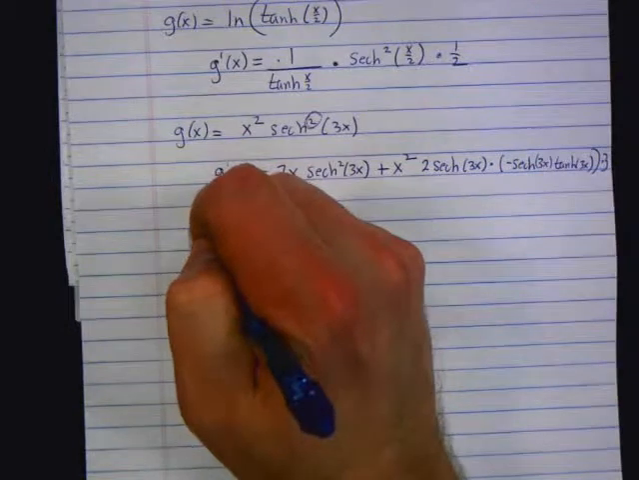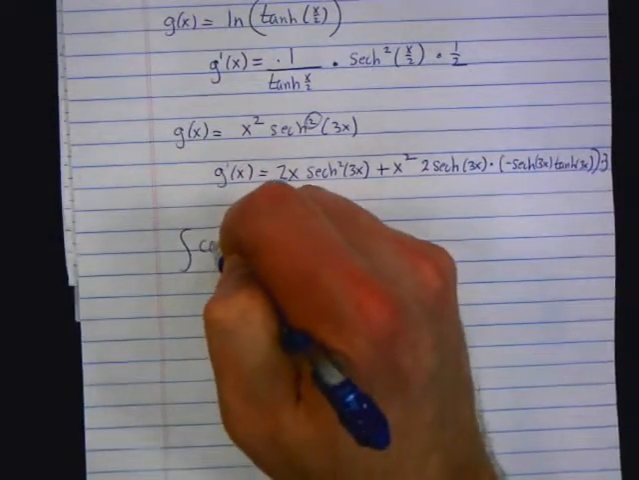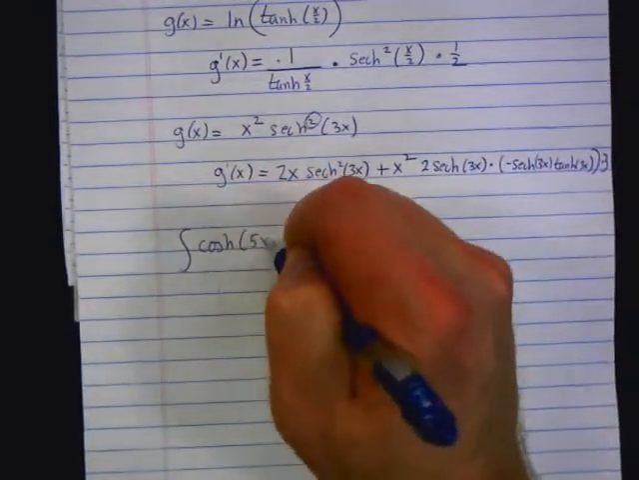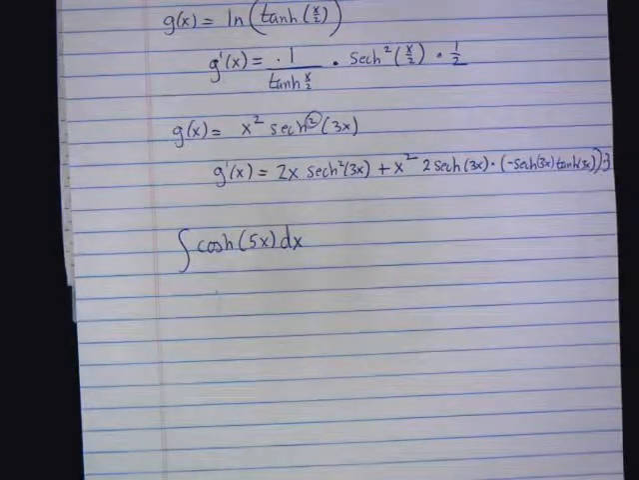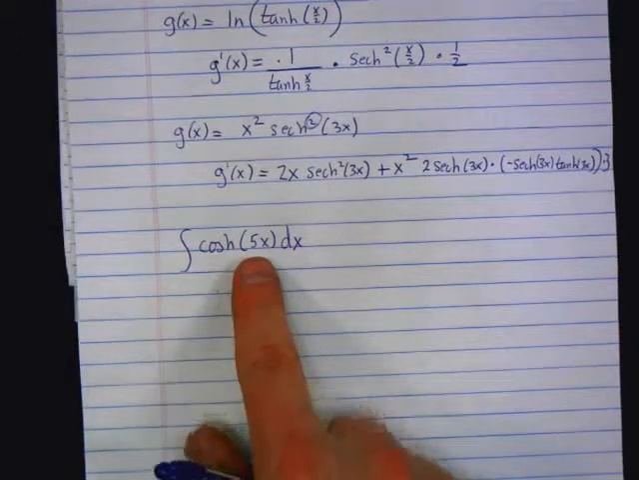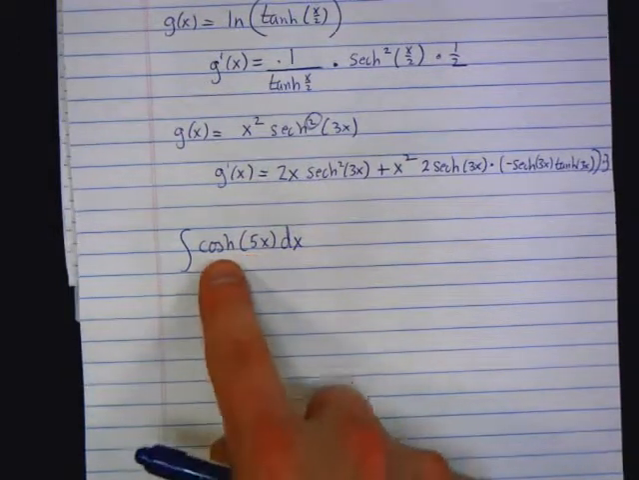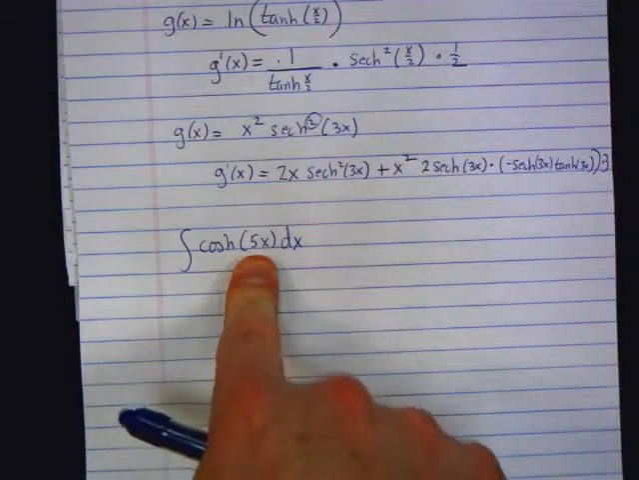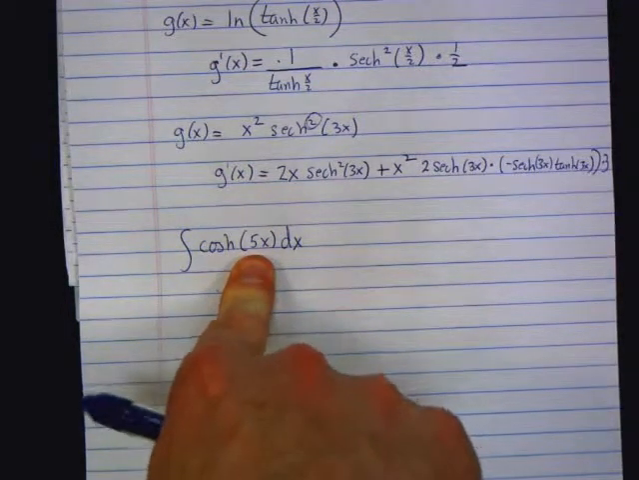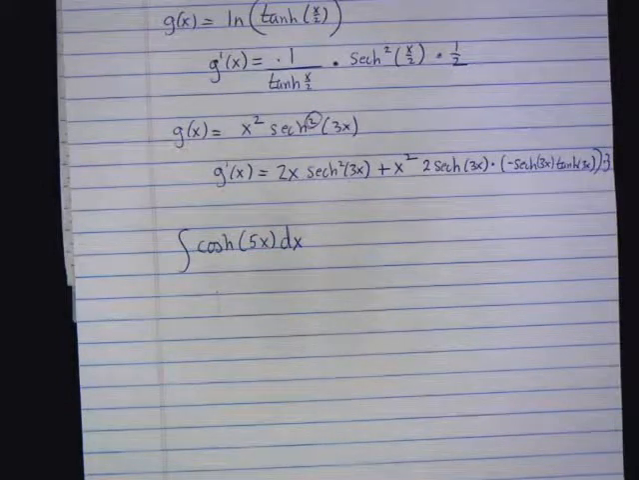How about the integral of hyperbolic cosine of 5x dx? Well, what if the 5x wasn't there? What's the integral of hyperbolic cosine x? Hyperbolic sine. And you don't have to worry about the minuses anymore. When you're dealing with just sine and cosine with hyperbolics, there's no minus signs to remember. So what are we going to do with that 5x?